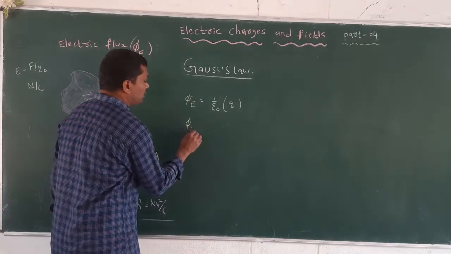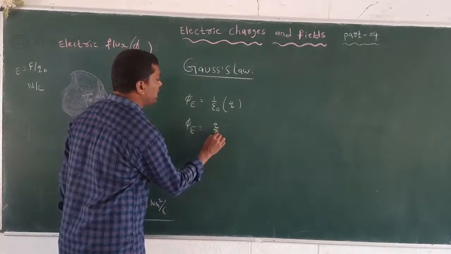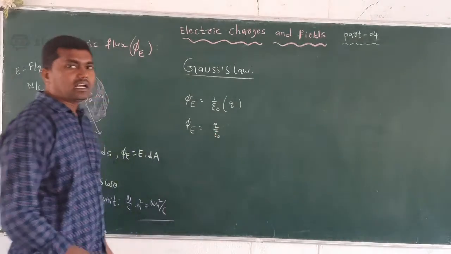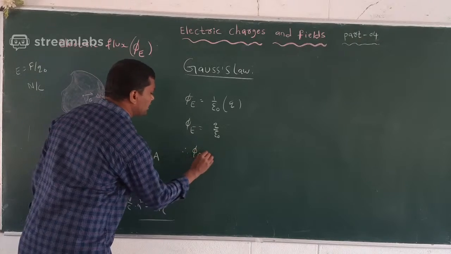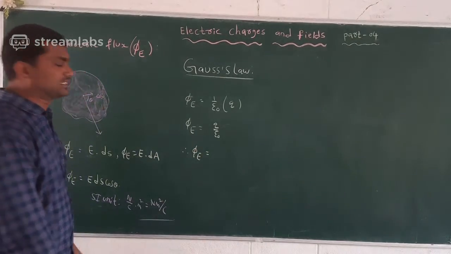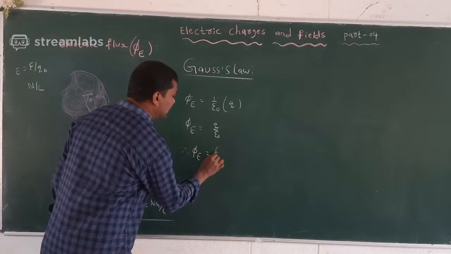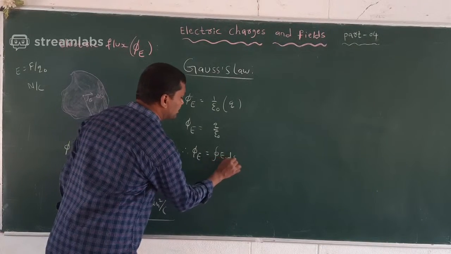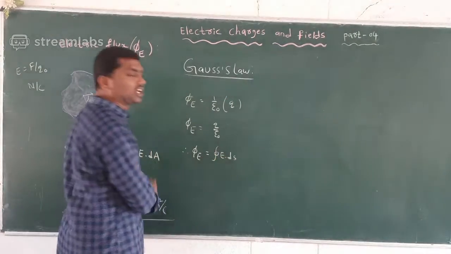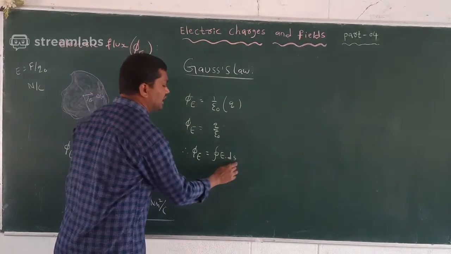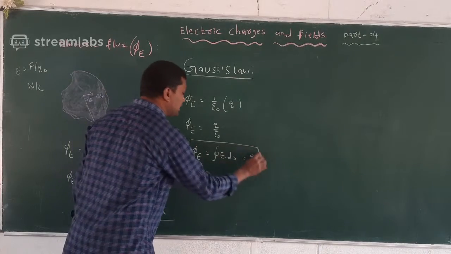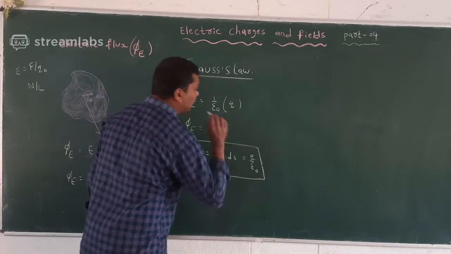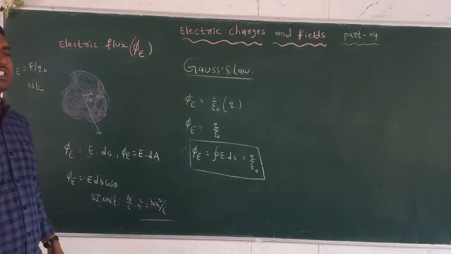So I can write pi suffix E is equal to q by epsilon naught, or I can write the equation pi suffix E is equal to E dot ds. So I can write the integral of E dot ds, where this symbol denotes a closed surface, is equal to q by epsilon naught. So this is the equation for Gauss law. Very important one. Definition and statement.